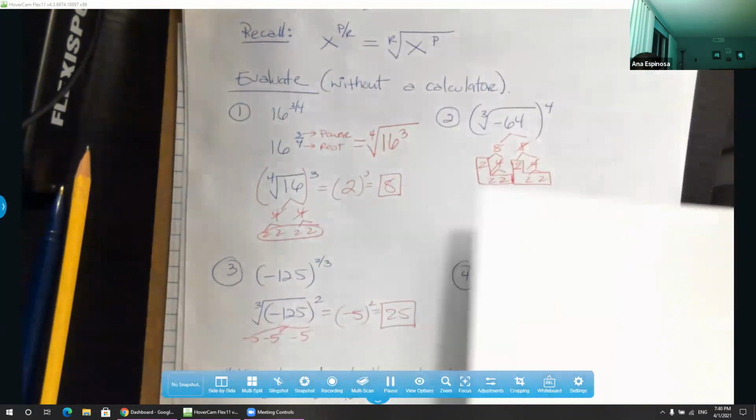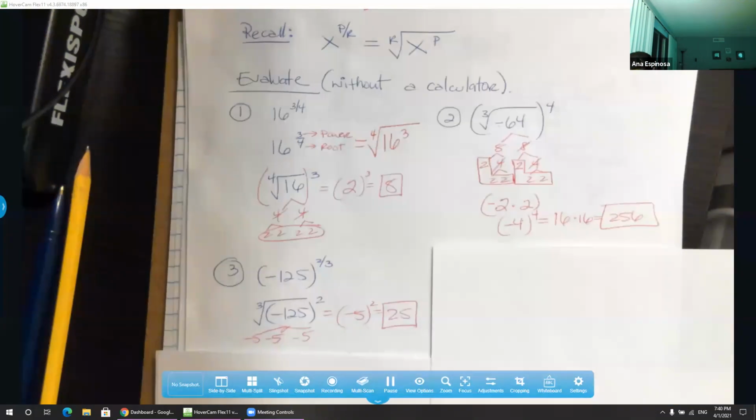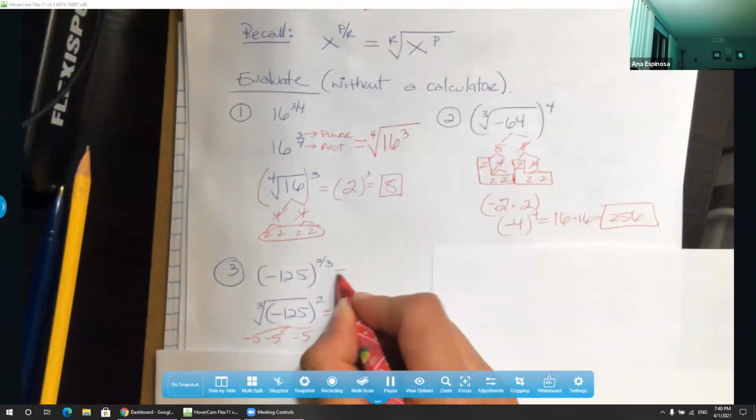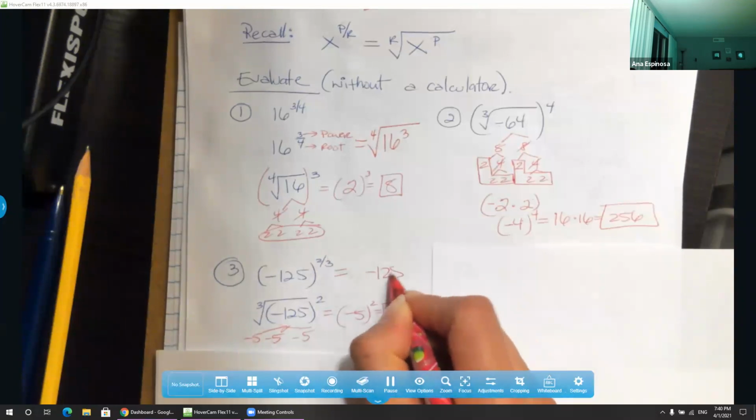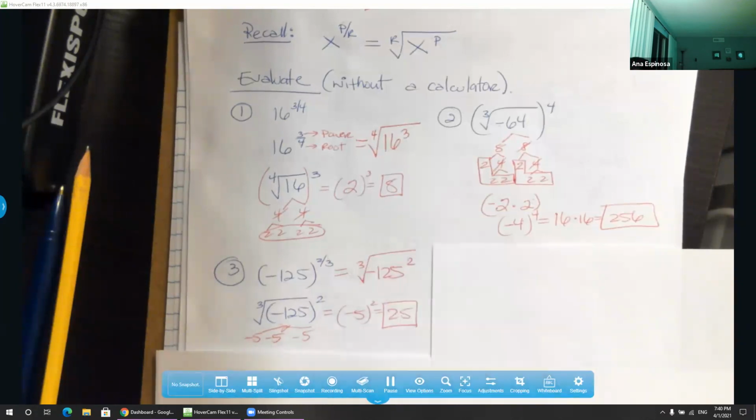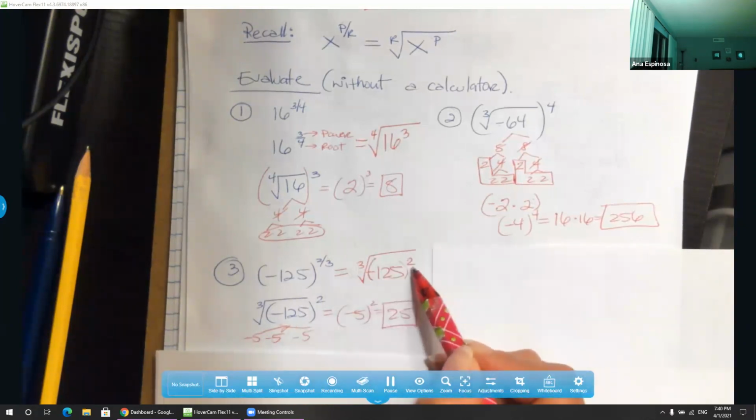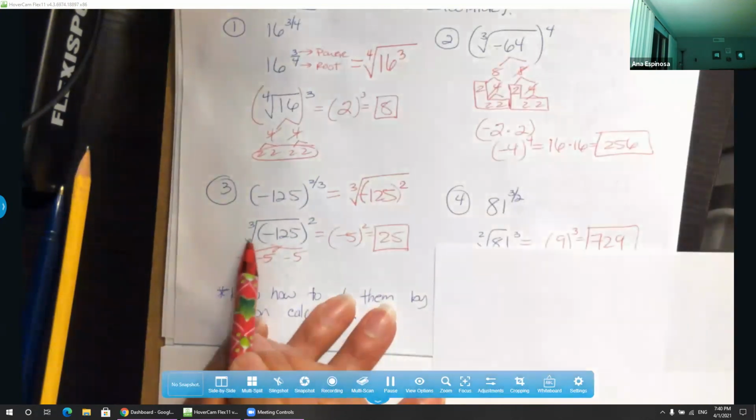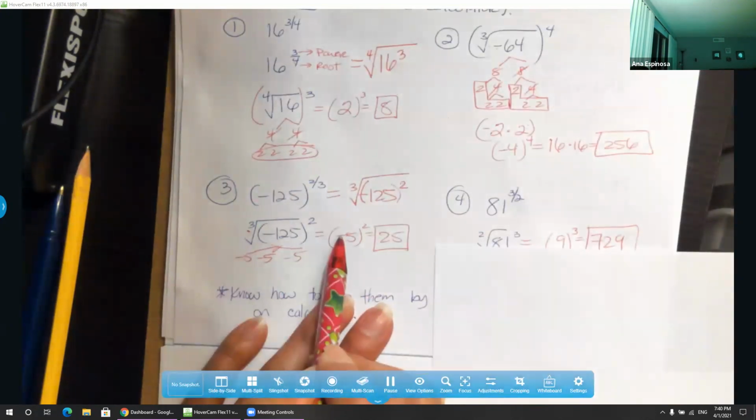Okay. The next ones are basically the same thing. Power over root. So you can take this and say negative 125, the power, and then the root like that. This would be like that, right? The power over the root. However, taking negative 125 and squaring it is brutal. So I'd rather do the cube root first and then square it, okay?